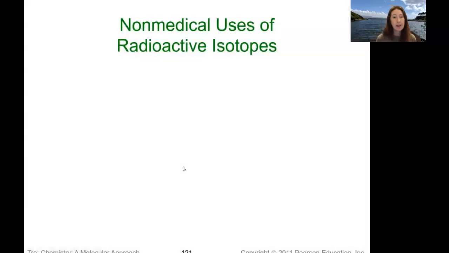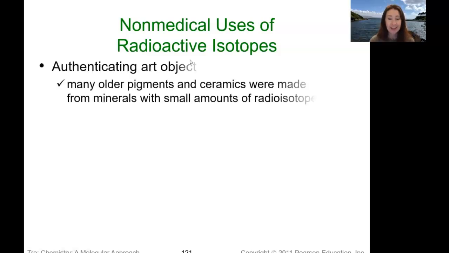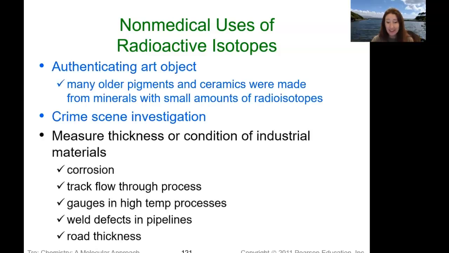So now some non-medical uses of radioisotopes. Just really quickly, what else can you use nuclear chemistry for? Well, you can use it for art, because older pigments had radioisotopes in them, so you can use it to date art. They use it in crime scene investigations, kind of cool. They can use it to measure the thickness of industrial materials. They can track the flow of different isotopes. They can figure out temperatures, weld defects, road thickness. Radioisotopes are very useful.